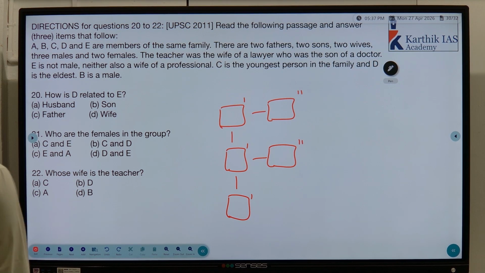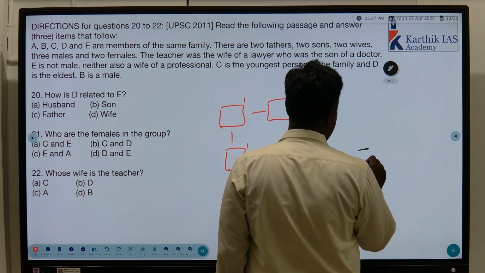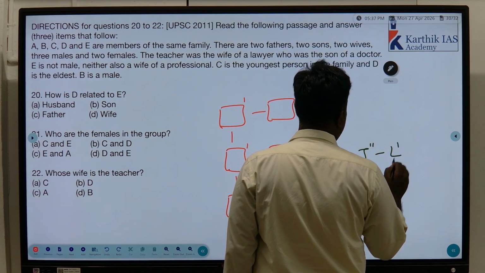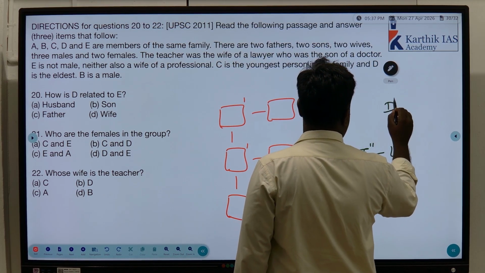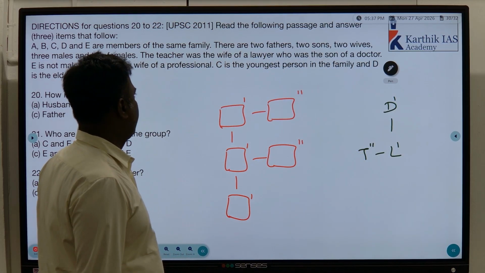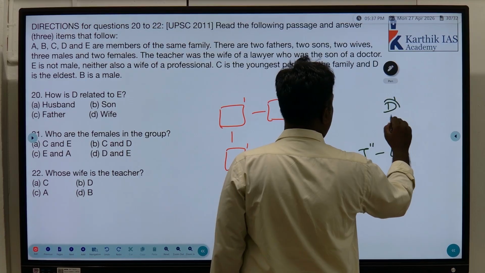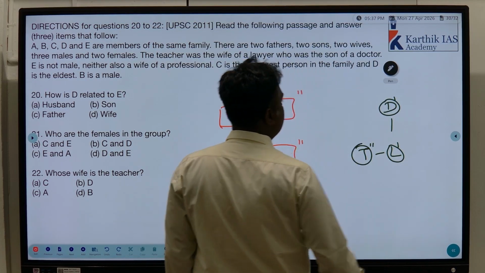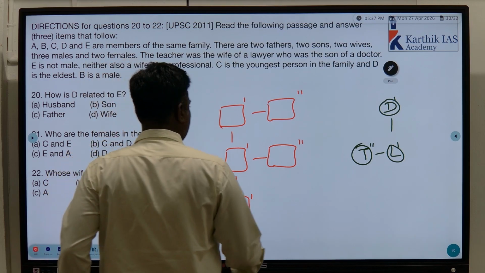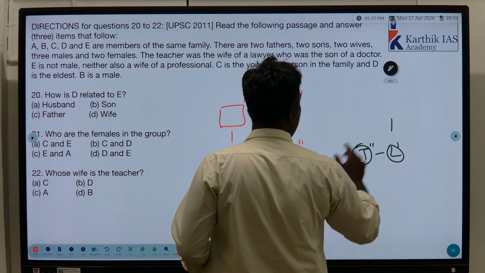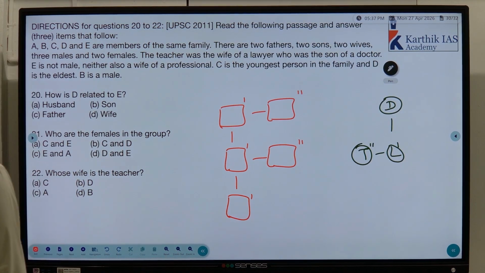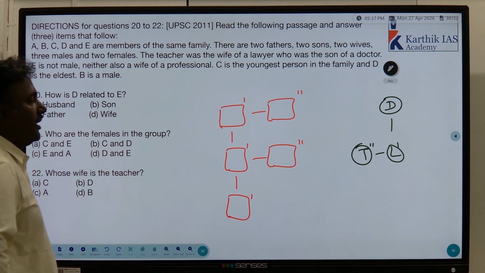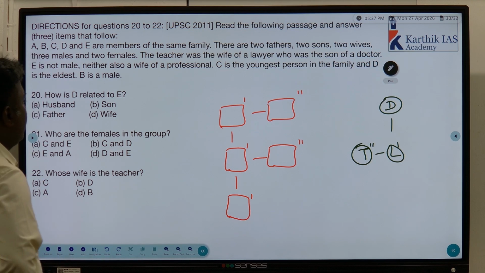Teacher was the wife of a lawyer who was the son of a doctor. Understand? Doctor, teacher were professions. To avoid confusion, I will put a round. Teacher was the wife of a lawyer who was the son of a doctor. Understand? Teacher was wife of a lawyer. So, teacher is a female and lawyer is a male. Understand? Son of doctor. Doctor may be a male or female.